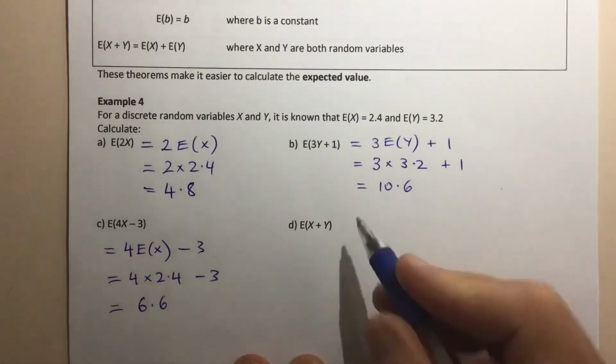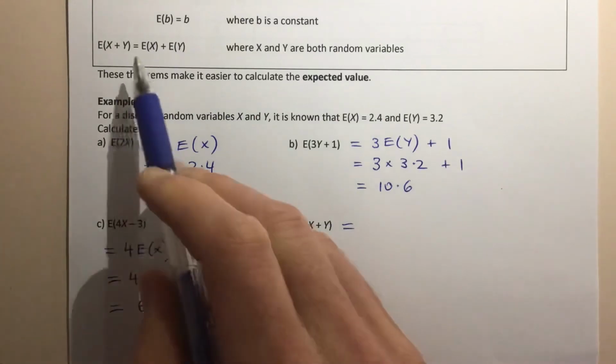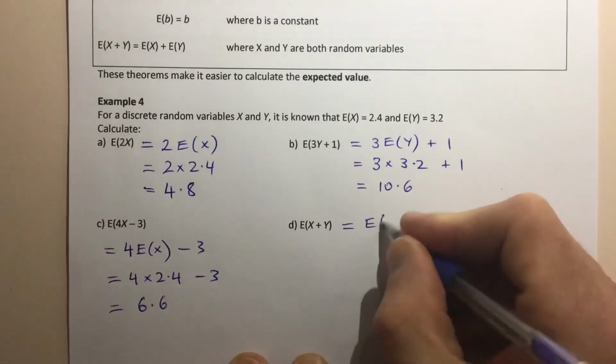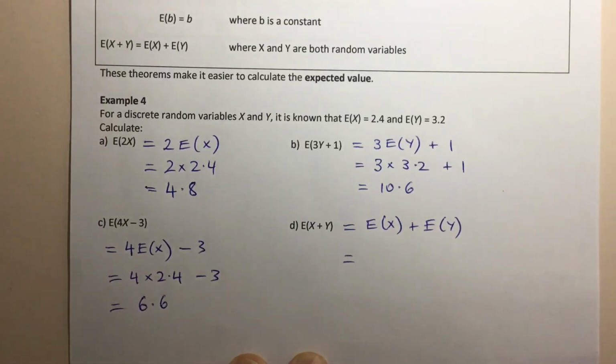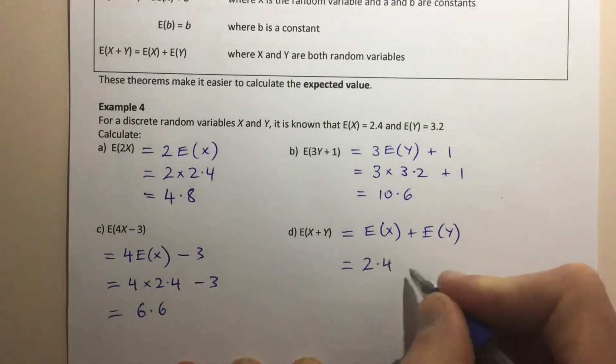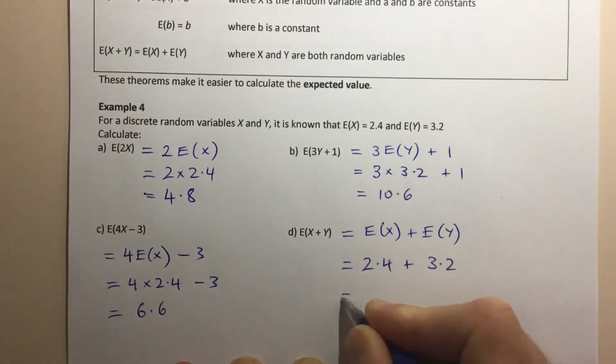And lastly, the expected value of x plus y. Well, by this last rule, this just says that that is the expected value of x plus the expected value of y. And so that will equal what we're given in the question, 2.4 plus 3.2, and that'll give us 5.6.